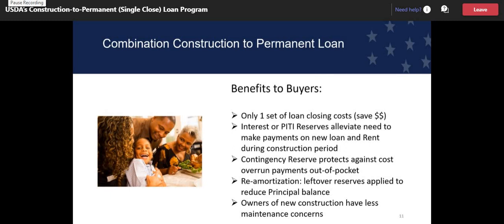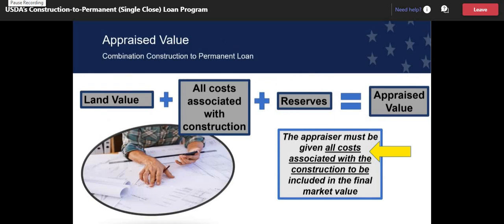Owners of new construction have less maintenance concerns, so you're giving them a better chance to be a successful homeowner by not having a lot of maintenance right off the bat. Sometimes folks get into an existing house and have to replace the roof, you know, 2 or 3 years down the road. And so this alleviates that concern for the home buyer.